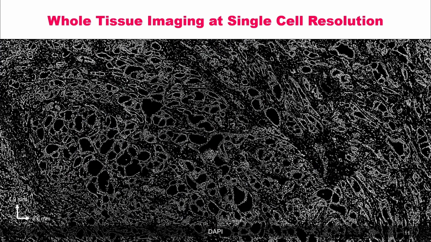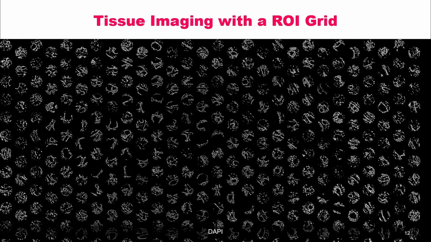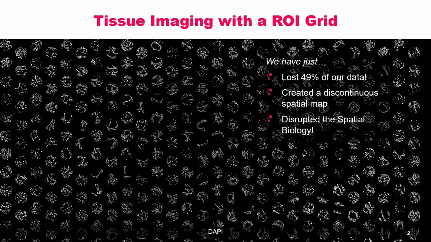To show you why true single-cell spatial biology is so powerful and important, I would like to demonstrate this on an average size piece of tissue. In this case, we're looking at a section from a stage 2 breast cancer specimen. Each cell can be readily identified by its nucleus via DAPI staining. However, if we use a region of interest grid-based approach, we lose almost half of the data. The spatial information is partially lost and features are disconnected.